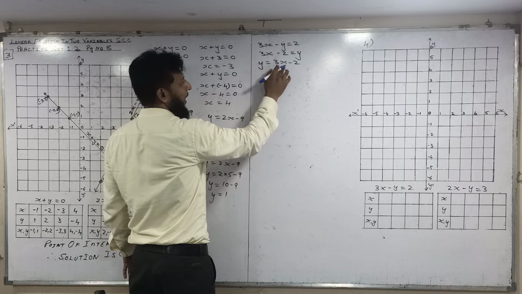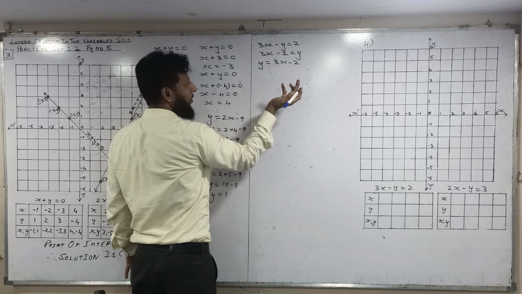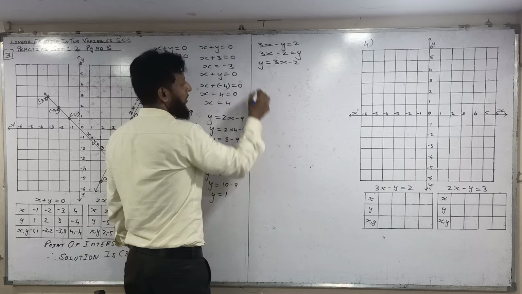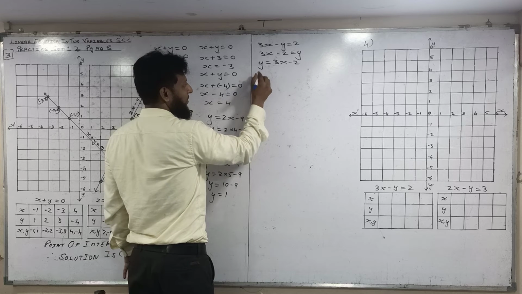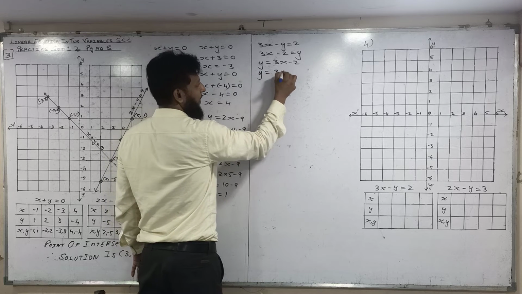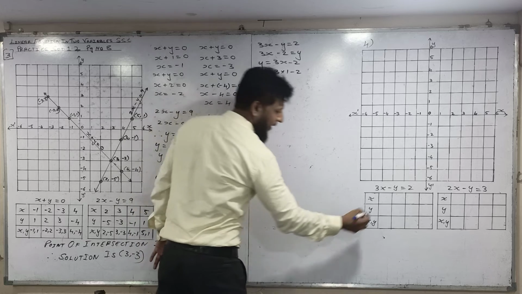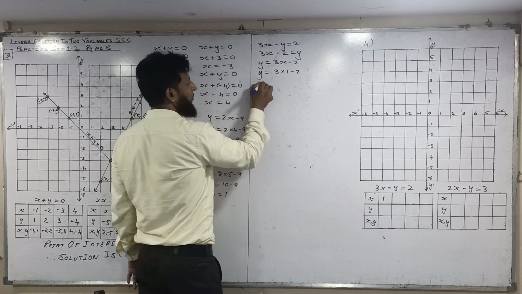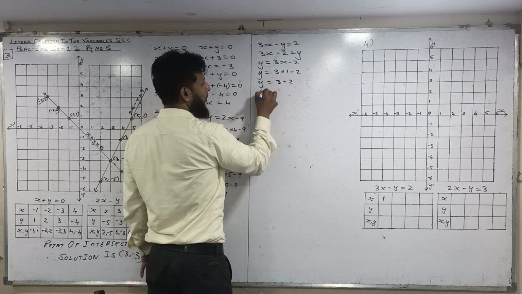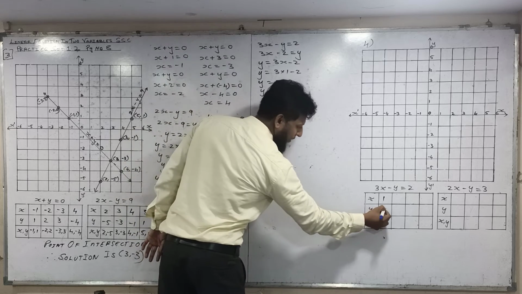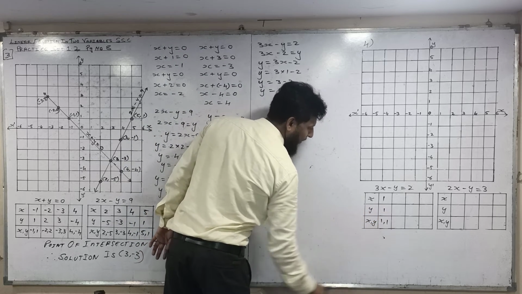So here I will take 1, 3 times 1 is 3, minus 2. I will get the y value less than 6. So x value 1. So I am taking x value 1. So what will be the y value? 3 times 1 is 3, minus 2. Y is equal to 1. So y also 1, 1 and 1.